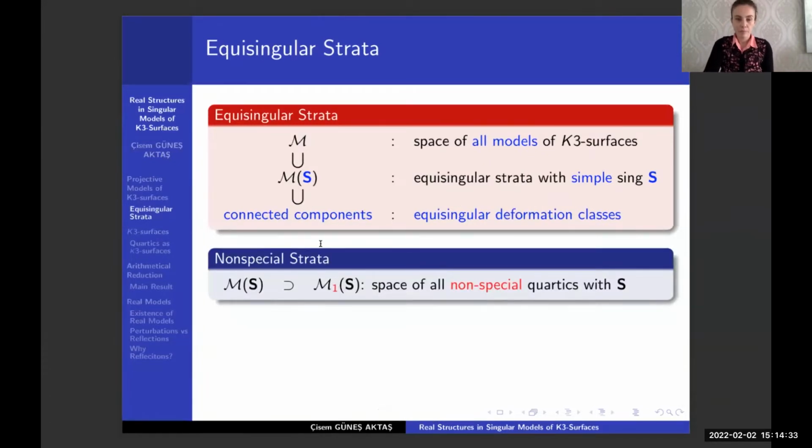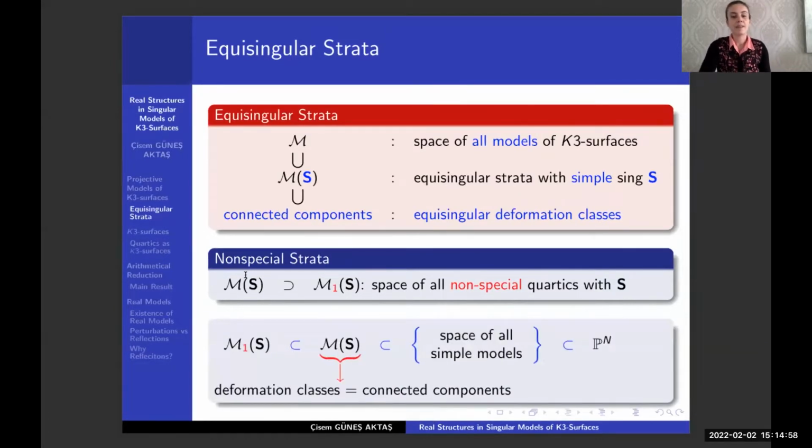And I restrict my attention in my work to this family, which I denoted by this sub-index 1. It is the space of all non-special quartics. So I reduced my attention to this family. I will explain what non-special means soon. And this family lies inside this eco-singular strata space.